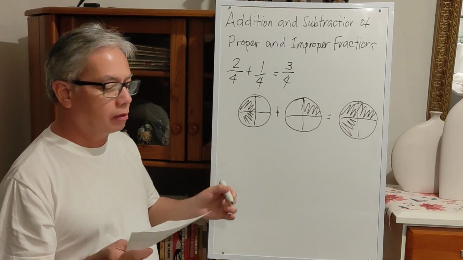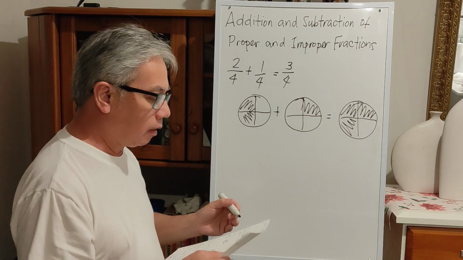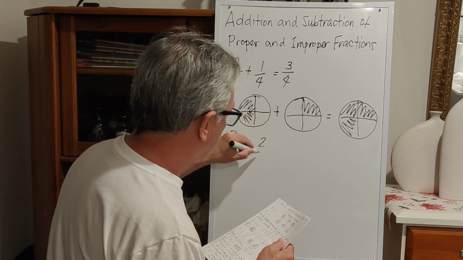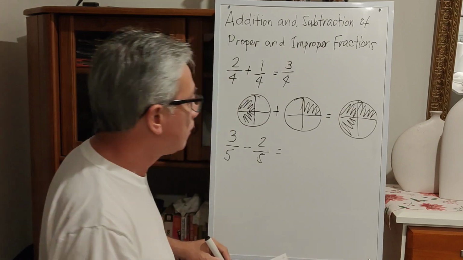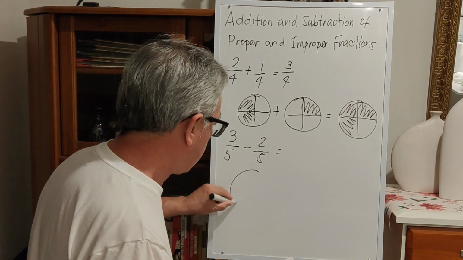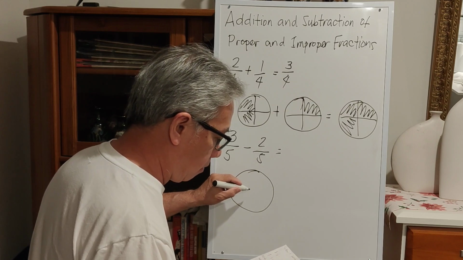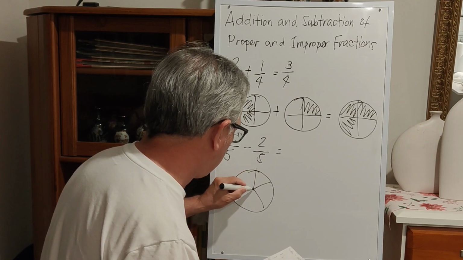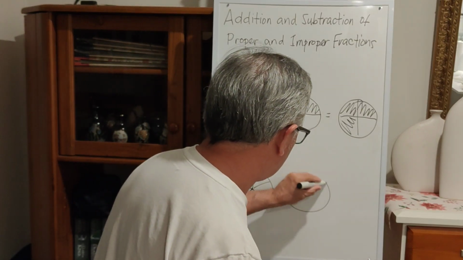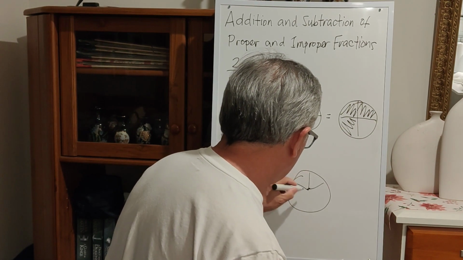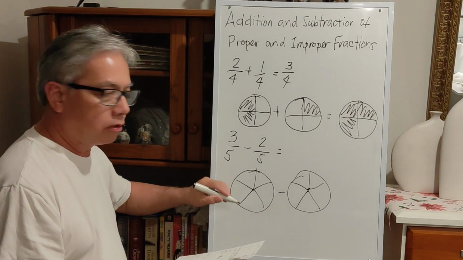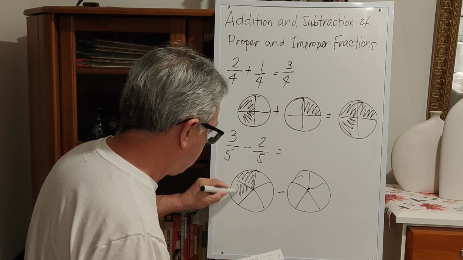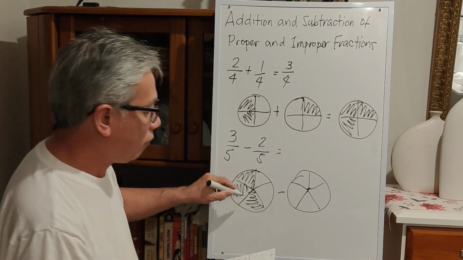Now we go to subtraction of the same denominator. So for example, we have 3 over 5 minus 2 over 5. If we draw it, let's draw the 3 over 5. So we divided it into 5 equal parts. So 1, 2, and 3. So this is 3 over 5.